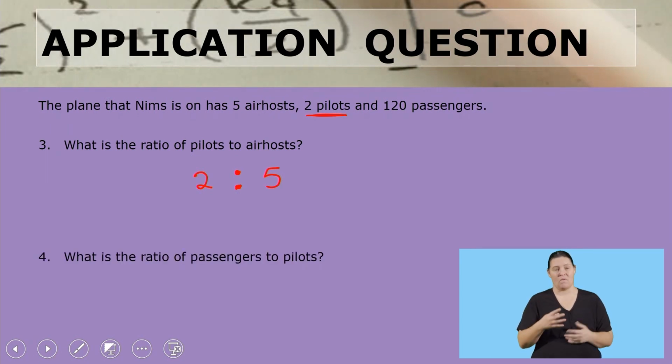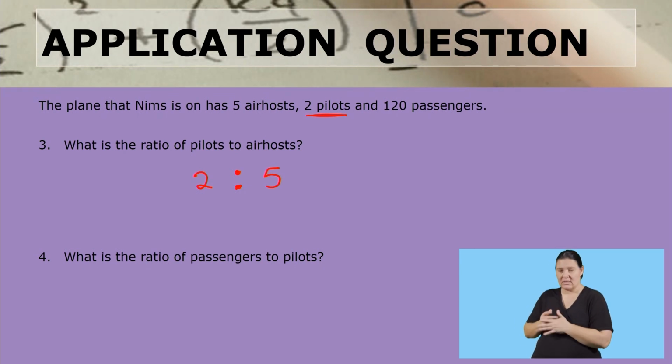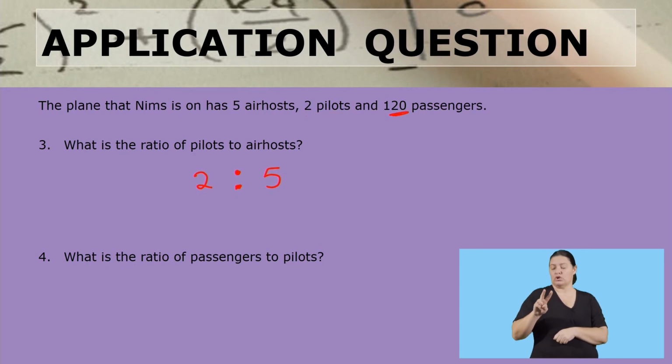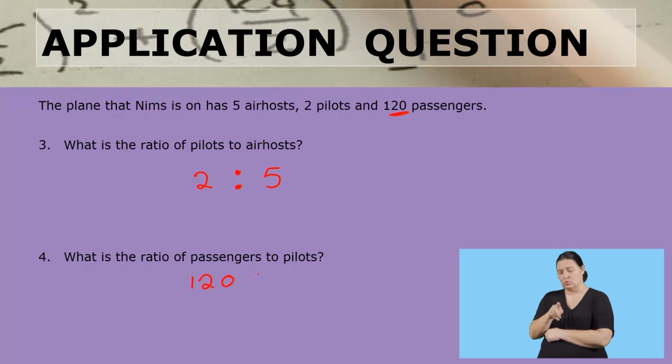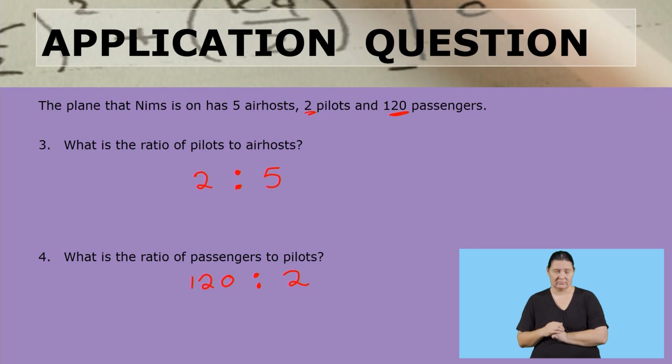Let's move on to number 4. What is the ratio of passengers to pilots? So how many passengers did we have there? We had 120 passengers. So 120 passengers. And how many pilots did we have? That is 2 pilots. But when we look at these numbers, they can actually be simplified even further.